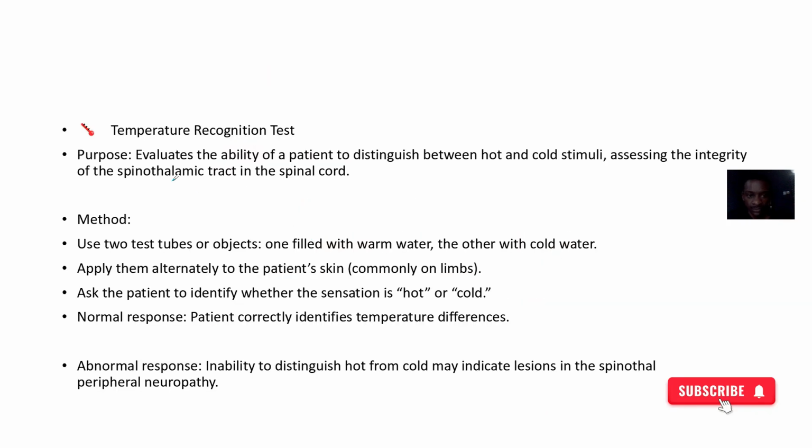Let's go. So for temperature recognition, you are trying to look at whether a patient is still able to recognize whether a temperature is hot or cold. Do you understand? So you are trying to assess the integrity of the spinothalamic tract in the spinal cord. Okay, trying to also establish whether that part of the body is still connected to the brain. So you can use 2 test tubes or objects. One is filled with warm water, the other with cold water. You apply them to the patient's skin.